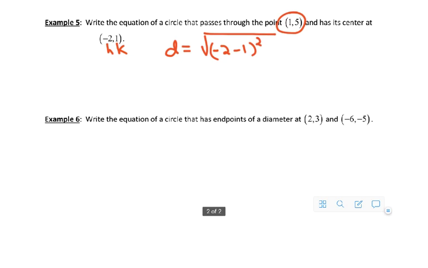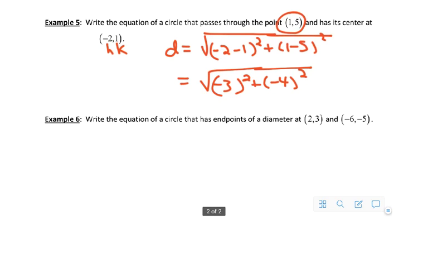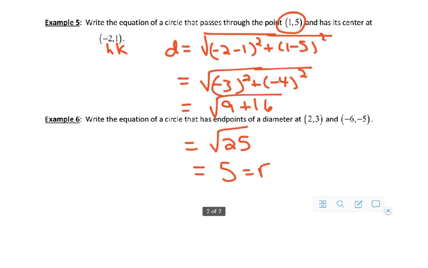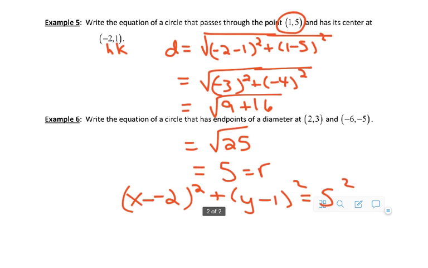Subtract the x's and square them. Subtract the y's and square them. So I'm going to get negative 3 squared plus negative 4 squared. 9 plus 16 is 25. So the distance is 5, and that's my radius. So the equation of the circle must be x minus negative 2 squared plus y minus 1 squared is equal to 5 squared, or x plus 2 squared plus y minus 1 squared is equal to 25.